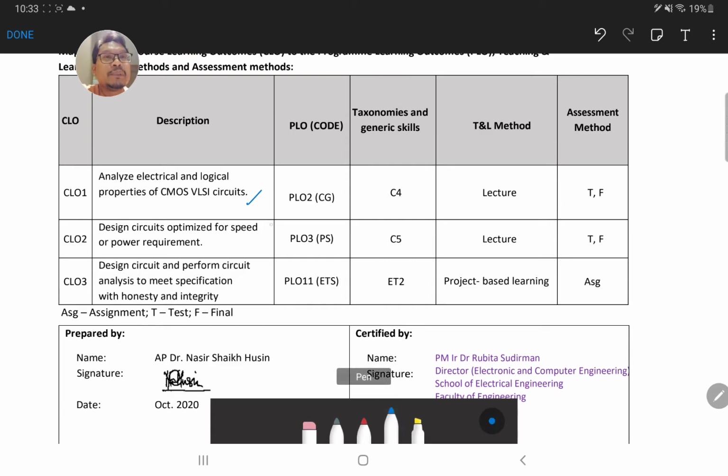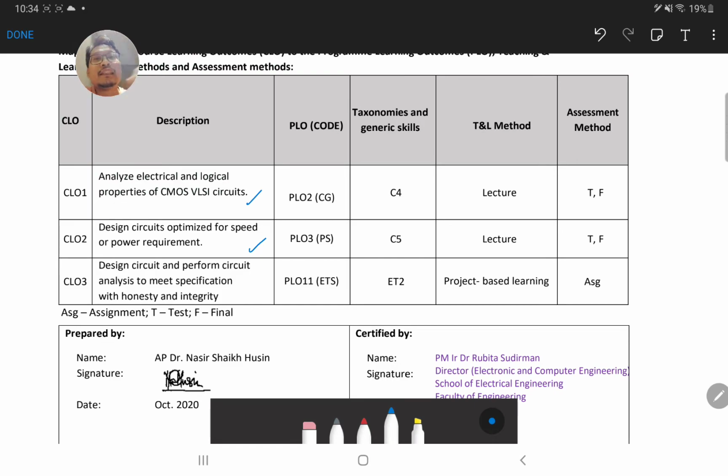Number two is to design circuits optimized for speed and power. So we try to emphasize, because now it's important, especially for power, but speed is also important. How to design or how to determine if your VLSI circuits, your CMOS circuit, is fast and low power. What are the factors that impact the speed and power? We're going to go through that one. That one is PLO3, Psychomotor.